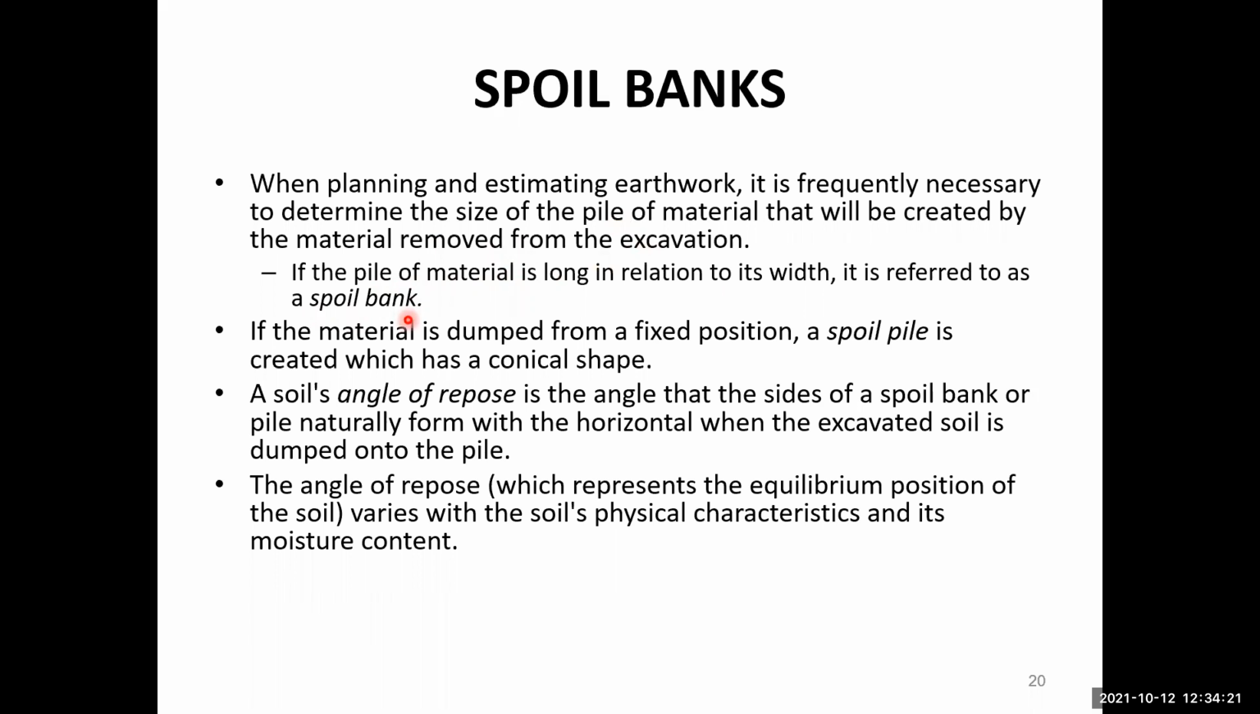Especially in highway construction, some of the material may be removed along the length of the road, and then that material, that means the soil and the rocks, will be placed along the length of the bank. That type of placement of the material is called the spoil bank. If the material is dumped from a fixed position, a spoil pile is created, which has a conical shape.